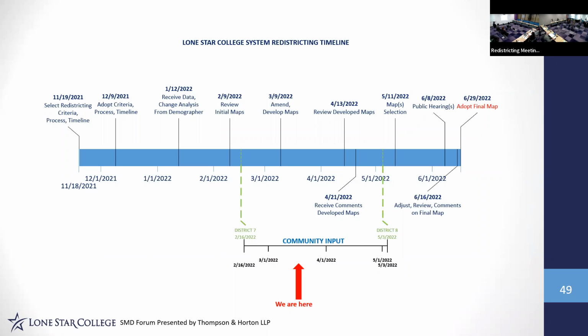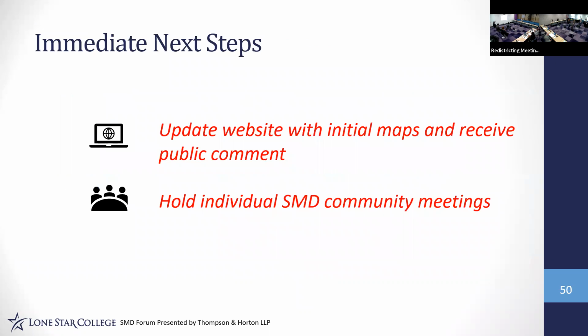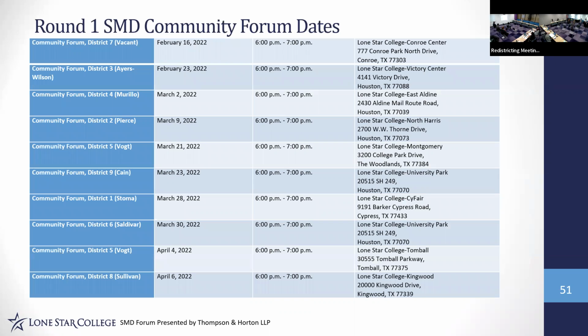Here's another way of graphically depicting that timeline that you have on your screen. And if we go to the next slide, what we're doing in between meetings right now is we're updating the website, it's constantly updated with information for the public, and we're holding community meetings. And if you go to the next slide, that is a listing of all of the round one community meetings that we've been holding. It's March 23rd, and so we're holding the community meeting in District 9. And we have 4 more community meetings, one on March 28th for District 1, March 30th for District 6, April 4th for District 5, and April 6th for District 8.